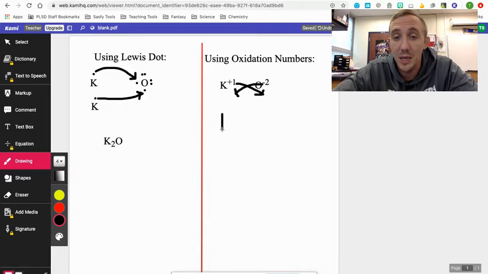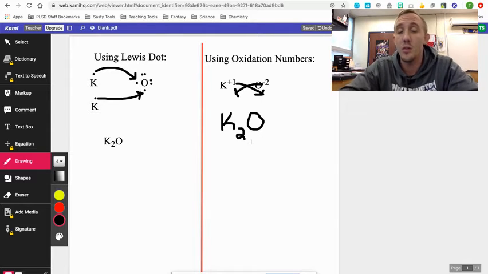So it's going to be K2 because that 2 gets dropped. So it's K, the 2 gets dropped here. Notice how I did not bring the charge. And then the oxygen, I bring the 1 down. Now, we don't have to draw the 1, but it'd be K2O1. Okay, but we know we don't have to draw that 1.